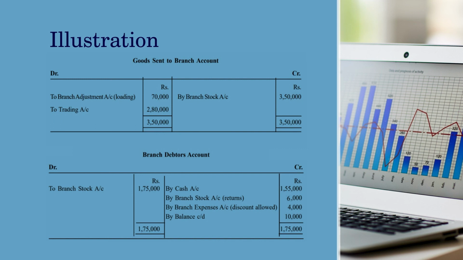And then by balance c/d. This is the closing balance of debtors 10,000. 10,000 closing balance. So this is the balancing figure of 10,000.